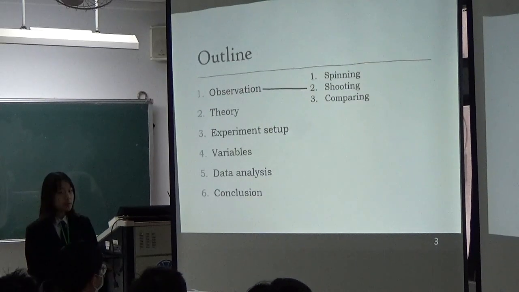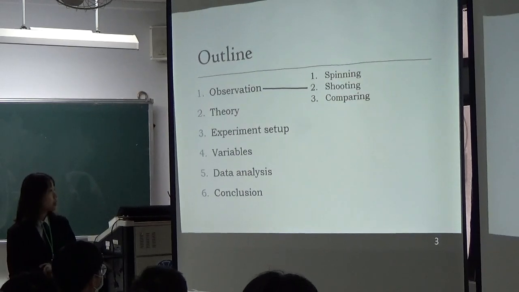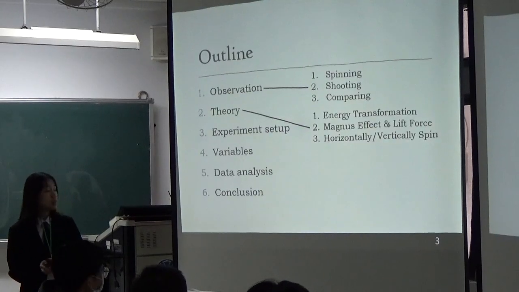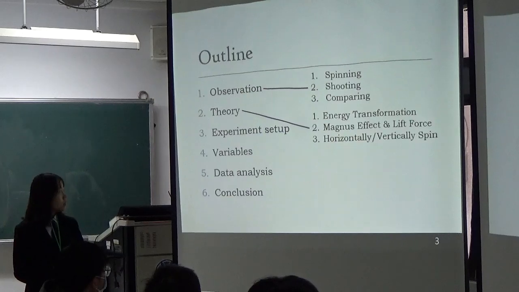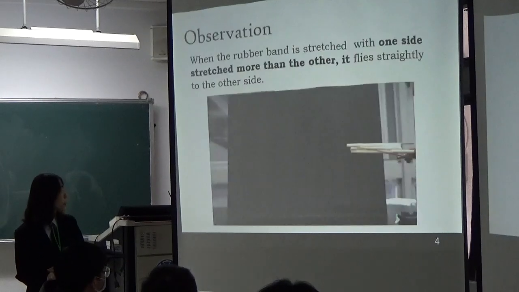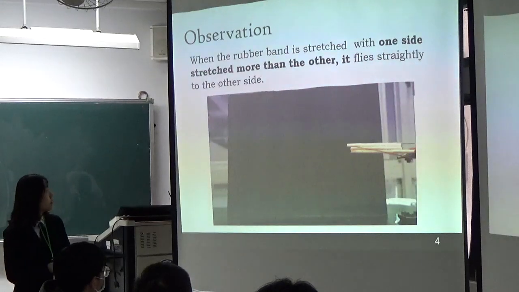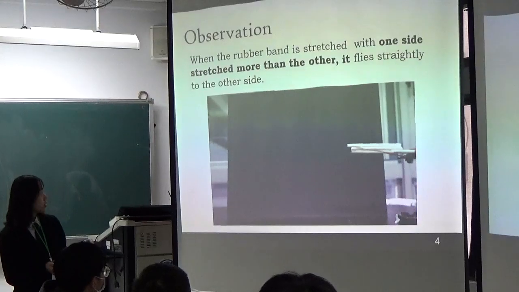For the observation part, I will show the video for the spinning, shooting, and also comparing the shooting. And for the theory part, I will consider the energy transformation during the shooting, and I'll talk about the Magnus effect and the lift force caused by it, and the difference between horizontal and vertical spinning. For the observation part, we can see that when a rubber band is stretched with one side more than the other, it flies straight to the other side.